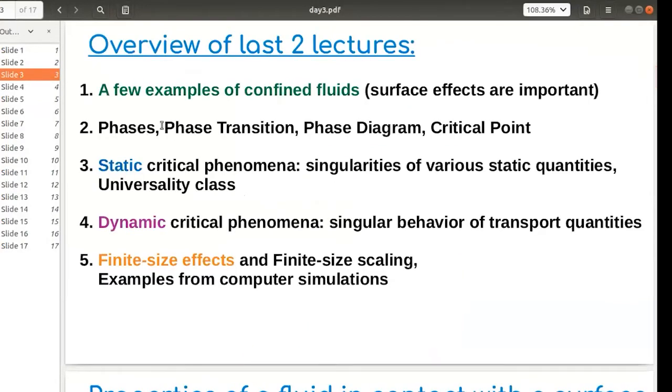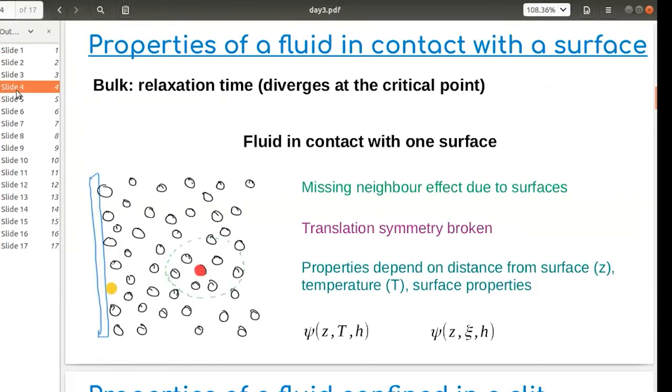So I'll just skip the overview part because that's something which you already know if you attended the last two lectures. Let's start from this part. Let's now focus on the properties of the fluids in a confined fluid. And let's start with a simple situation where you basically have a fluid which is in contact with only one surface, okay? That's the simplest situation.